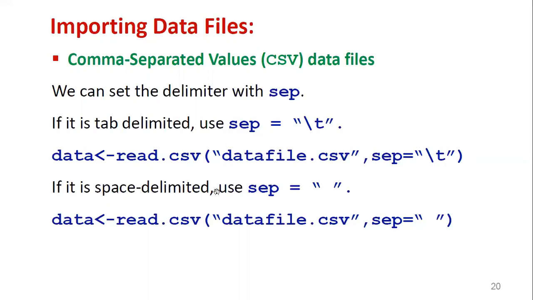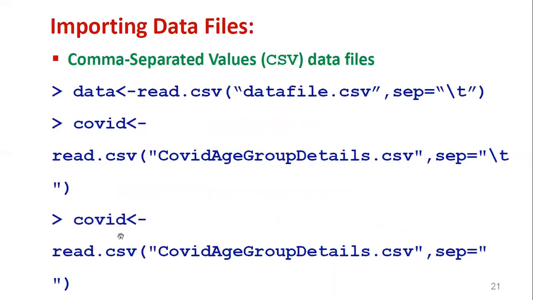So if it is space delimited, maybe one space, two spaces, not tab, then you can use sep equal to double quotes with a space. You can provide one space. Then the command is the same. Here sep equal to space, you can give within double quotes. So these two will work on our same COVID data.